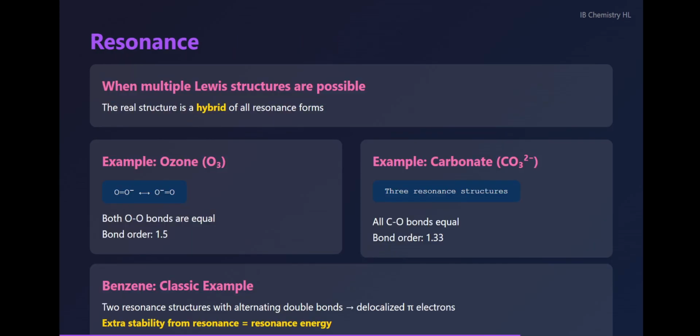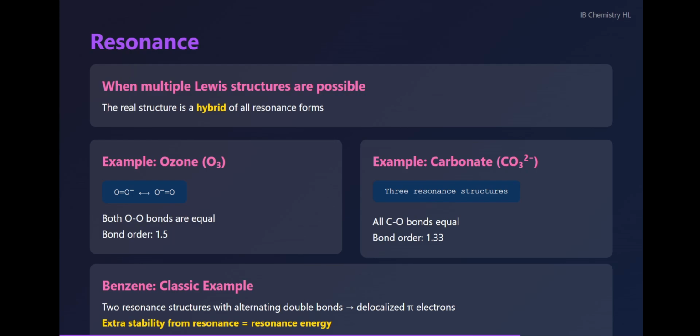Resonance occurs when a molecule can be represented by two or more valid Lewis structures that differ only in electron arrangement. The actual structure is a hybrid of all resonance forms. For example, the carbonate ion has 3 equivalent resonance structures. Ozone has 2 resonance structures. Benzene has 2 resonance forms with alternating double bonds, but in reality has equal bond lengths between all carbons due to delocalization. Delocalization, where electrons are spread over multiple atoms, increases stability. The resonance energy is the difference between the experimental bond energy and the theoretical value from a single Lewis structure.